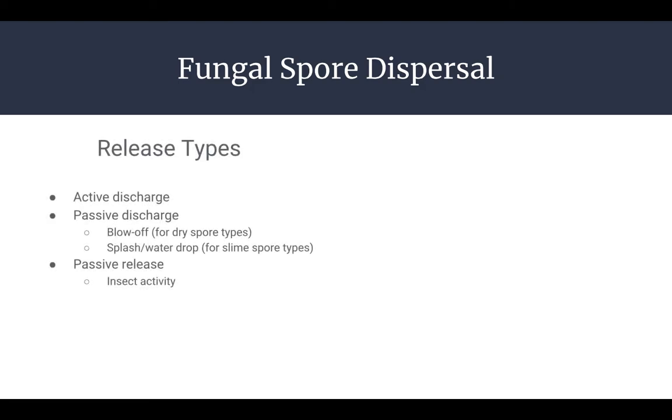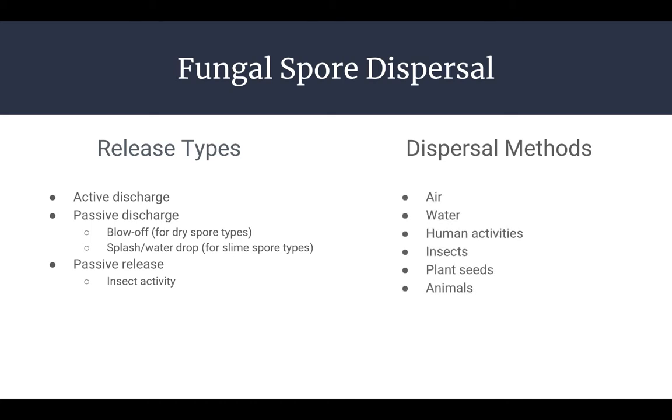There are a few release types: active discharge, where they pump or eject the spores out; passive discharge, where they will use the wind or water to carry the spores away; and passive release, where the spores can stick onto an insect that brushed past the fungus. There are also many methods of dispersal that fungi use, which are air, water, human activities, insects, plant seeds, and animals.